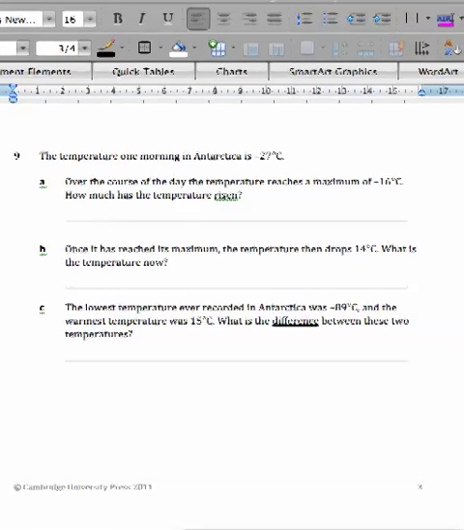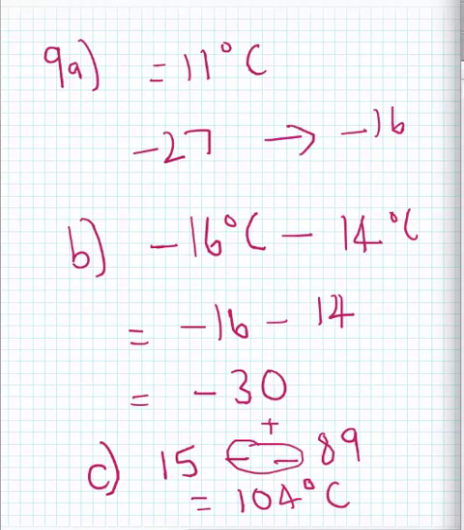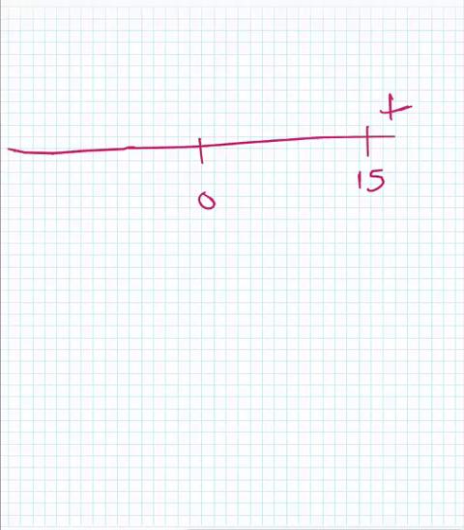If we're at 15 degrees Celsius, on our number line, if I just clear the page, we would have 15 degrees all the way in the positive end. Just say there's 0. And then negative 89 will be all the way down the other end because it's negative. And what's the difference? What's the gap between them? So a trick is all you have to do is add 89 and 15, and that will give you the difference.